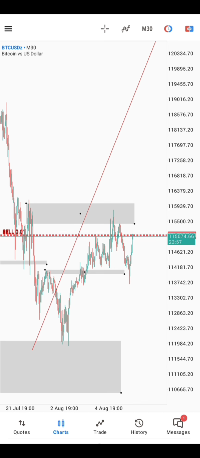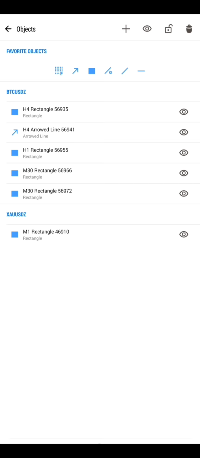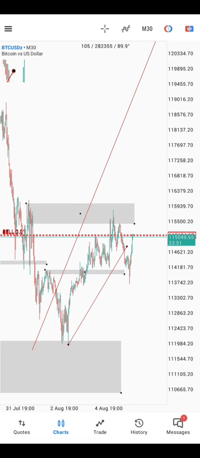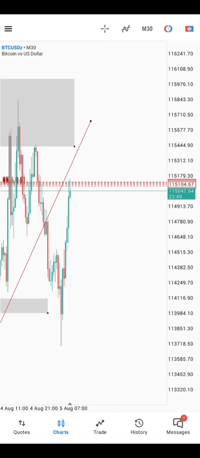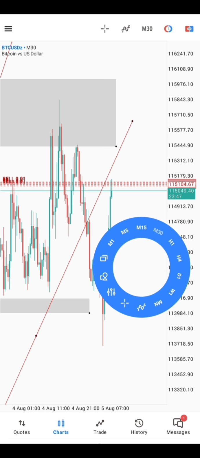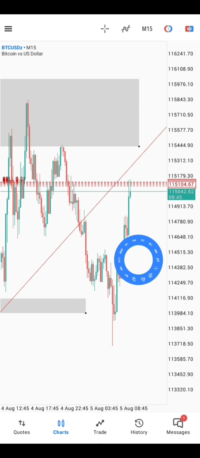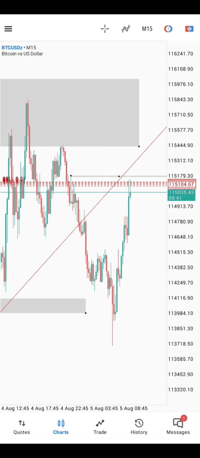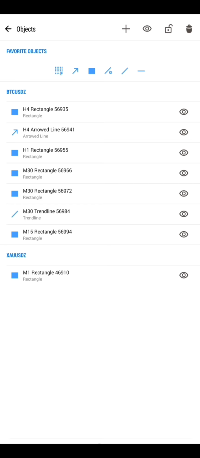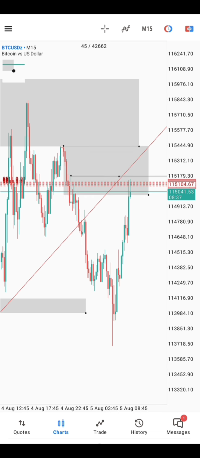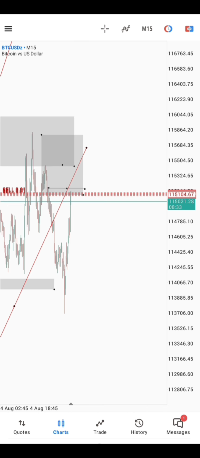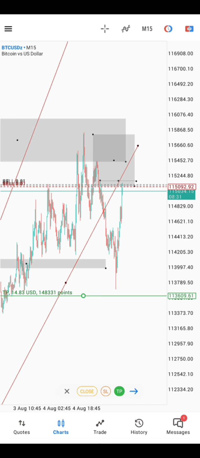For our confirmation entry, of course, we wait for trend line breakout, and then we pick the pullback before the trend line breakout. And the pullback here is actually our liquidity, or what we call structural liquidity. But for this trade, I'm entering from the pullback because I don't want to miss the trade.